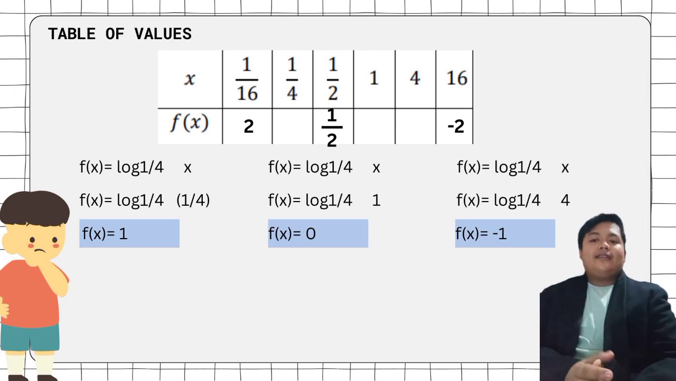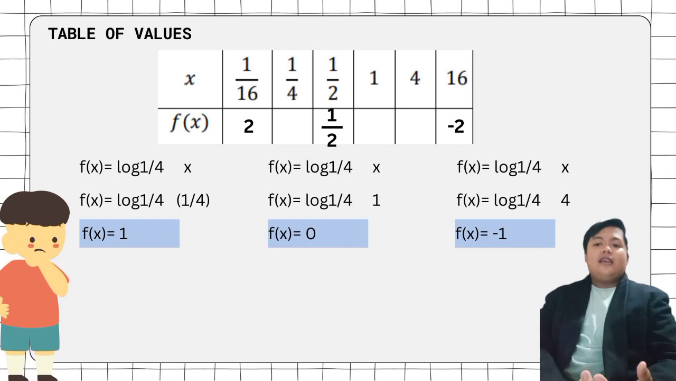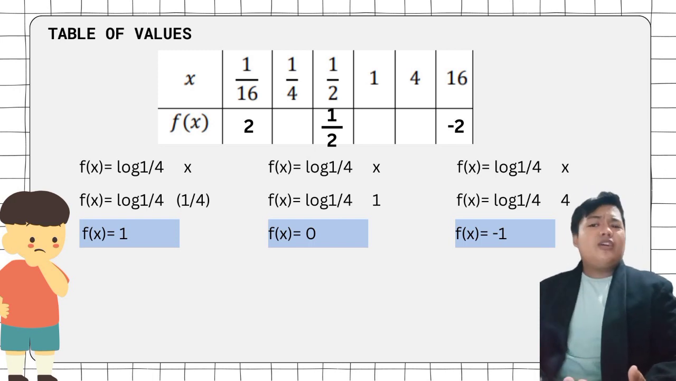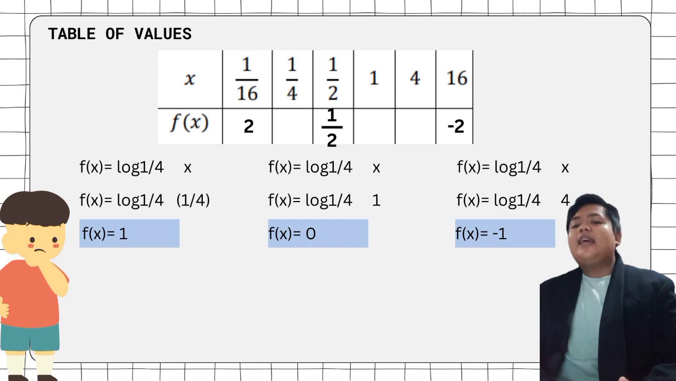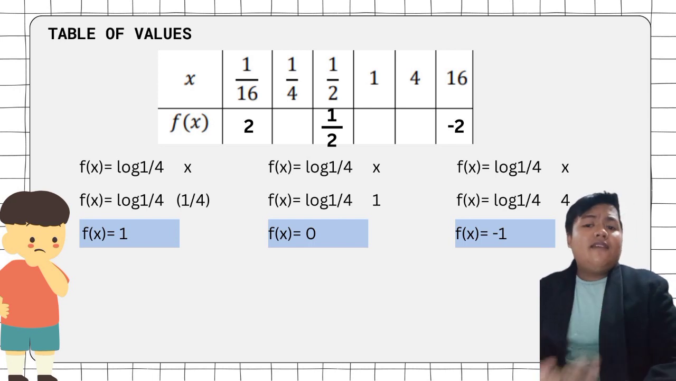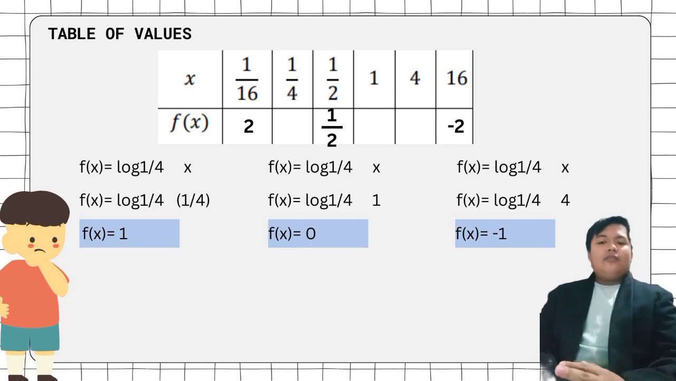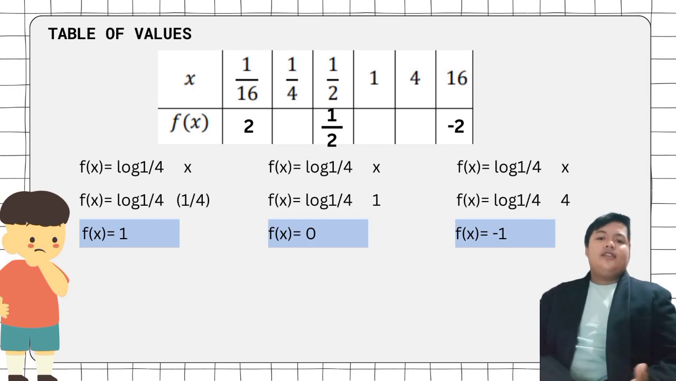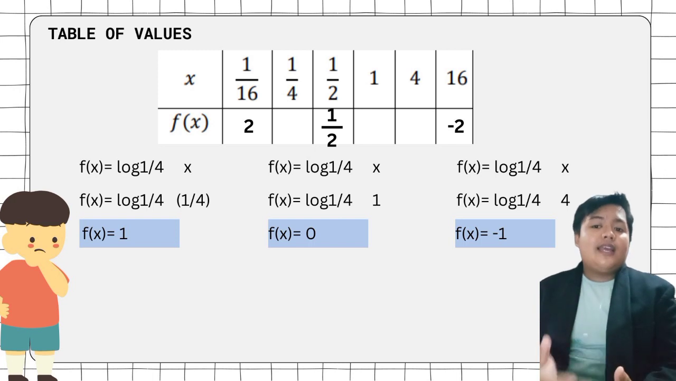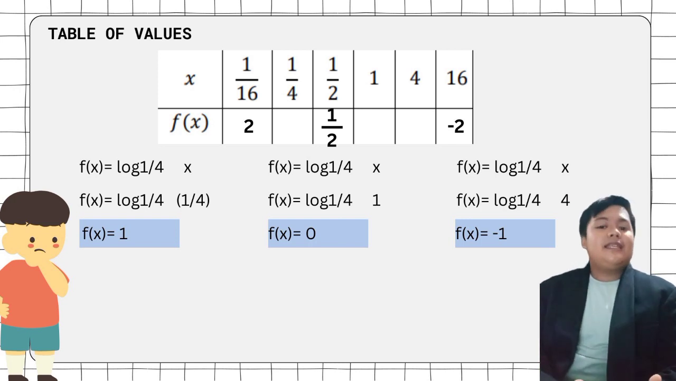Given ang x natin, which is dun yung mga nasa taas is 1/16, 1/4, 1/2, 1/4, and 16. And f of x, ang may given lang na f of x is 1/16, 1/2, and 16, which is negative 2. Yan. So, ang una nating hanapin is yung 1/4. So, gagamitin ulit natin yung formula, which is f of x is equal to log x base 1/4. So, ayan, sinubstitute ko lang yung x ng 1/4. Yan. So, ang kinalabasan niya is 1.